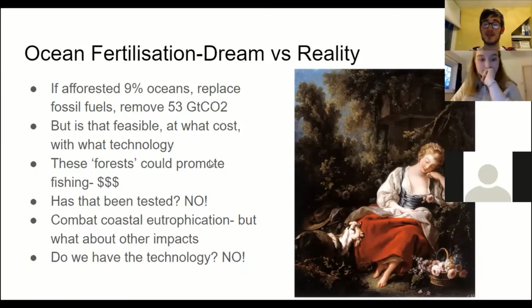Could it also be damaging to the ecosystems? Potentially. It could also combat coastal eutrophication, which is a process that basically means the waters in coasts become anoxic. They don't have oxygen in them, in theory. But we also don't know if this is going to have other impacts as well. Not the combating of coastal eutrophication, but the reduction of these ocean forests. Is that going to negatively impact ecosystems? Is that going to have other knock-on effects? We just don't know.